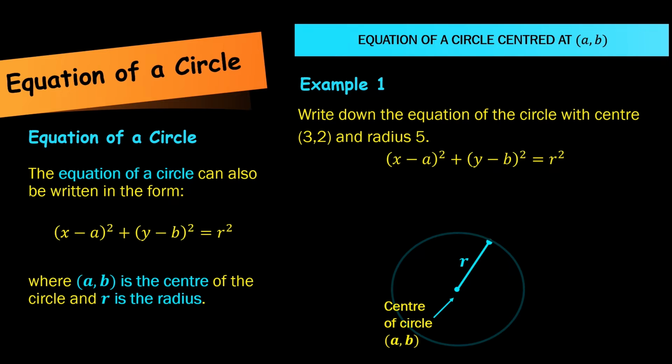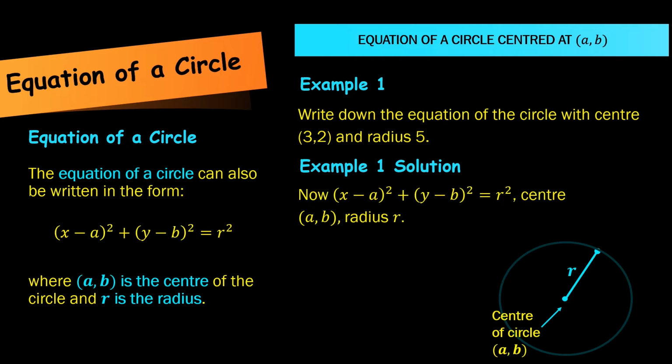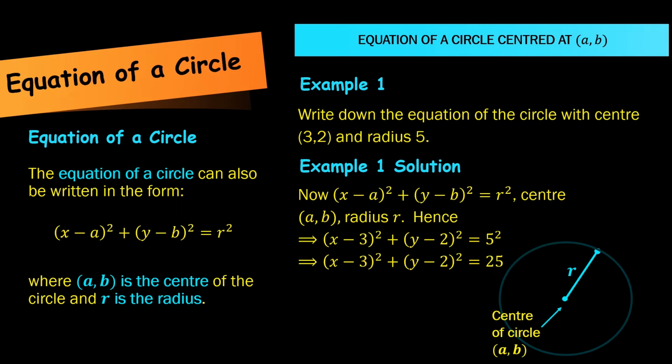Apply the equation of the circle formula to this example. Since (x − a)² + (y − b)² = r² has centre (a, b) and radius r, we replace a by 3 and b by 2 and r by 5 to give (x − 3)² + (y − 2)² = 5², which gives (x − 3)² + (y − 2)² = 25.